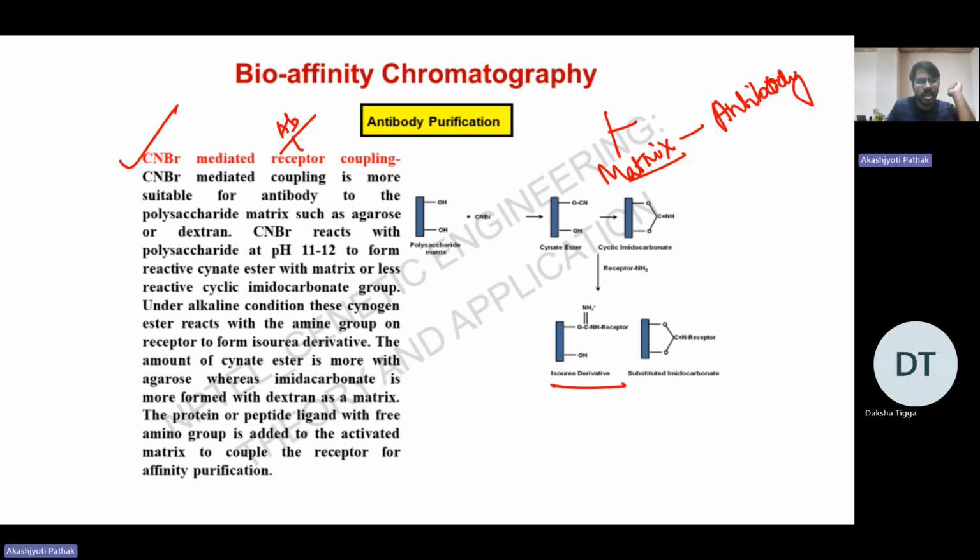You can read all about this CNBR coupling, and it was covered in the lecture as well. It will react with polysaccharide at pH 11 to 12, and it will form a reactive cyanate ester with the matrix.